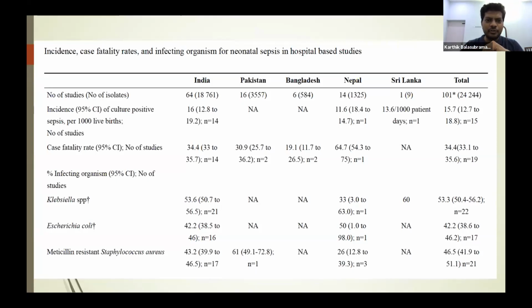And about 34 from India, 30 from Pakistan, and total is about 34. And if you look at the organisms that are isolated, about 50% of these isolates are Klebsiella.